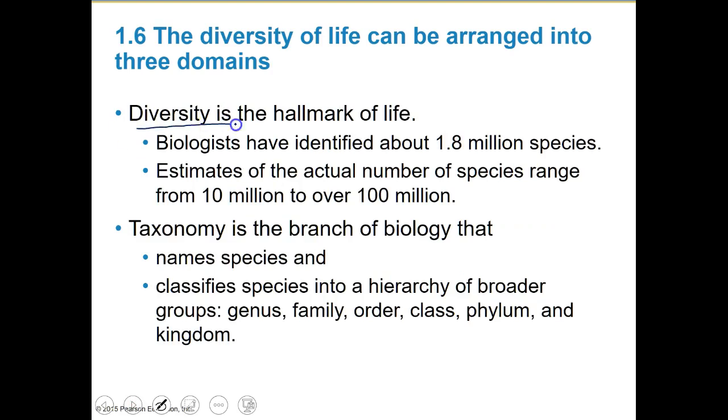Diversity is the hallmark of life, so this is kind of the big deal. We've identified maybe about 1.8 million species, but it's estimated that there could be anywhere between 10 and 100 million. Just crazy stuff. The tropics is notoriously difficult to figure out what species are there. Taxonomy is a branch of biology that names species and classifies them. We're going to talk about this next semester as well, so we'll talk about how we classify things.